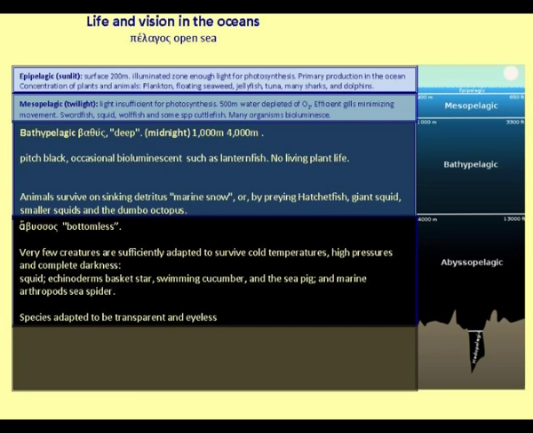And if we can't do that because we're a vertebrate, we borrow them and we help them, and they live in with us, and therefore we can shine and see things. Then we go down to the bathypelagic, which is deep.